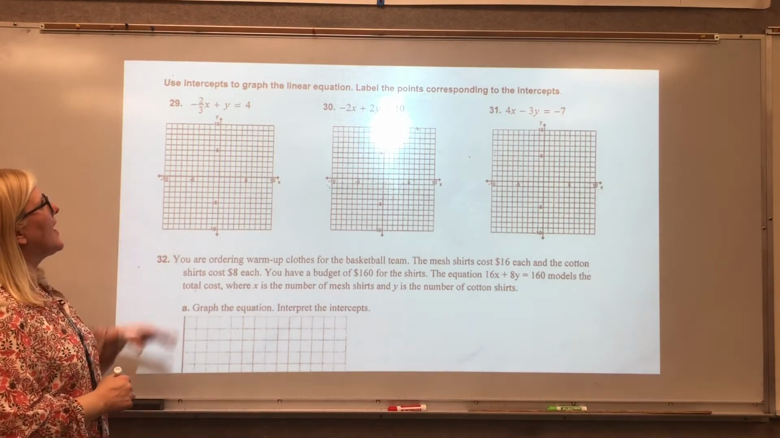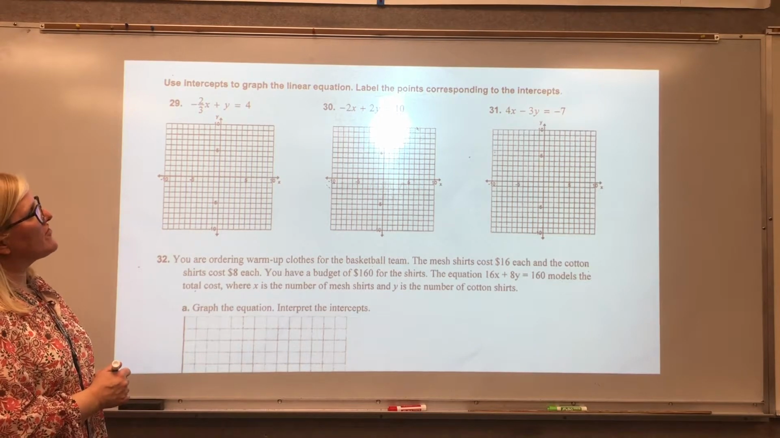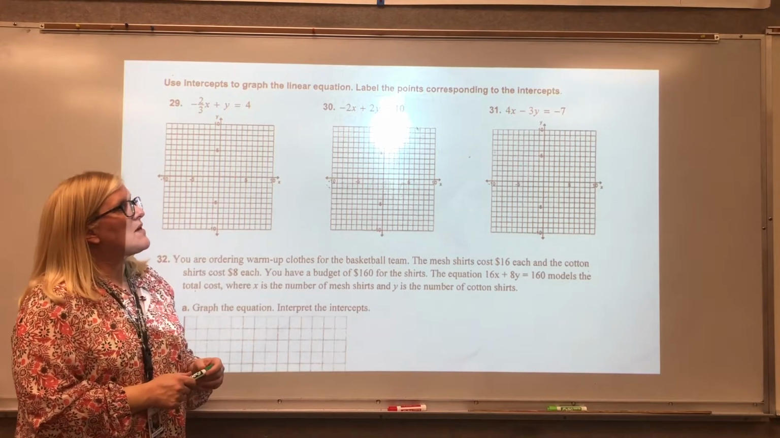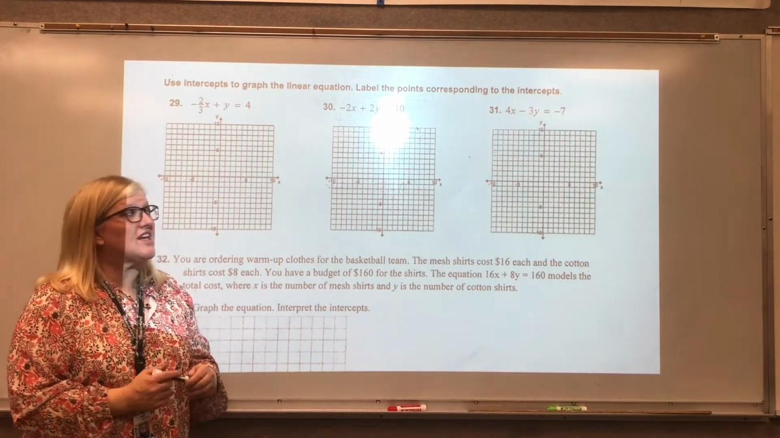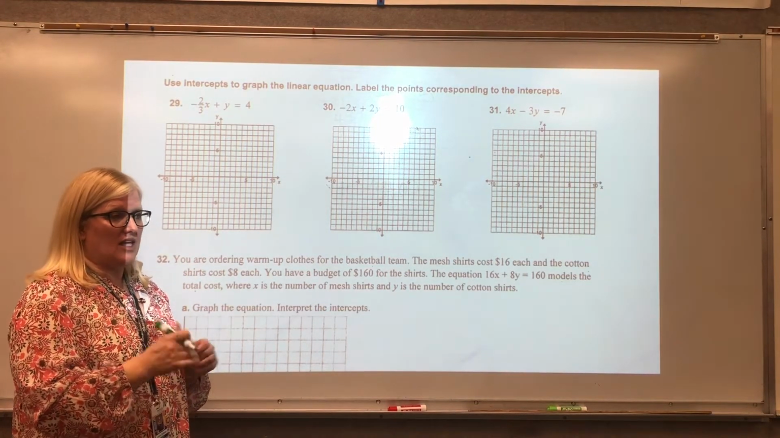Number 29, almost said 39. Number 29, use intercepts to graph the linear equation and label the points corresponding to the intercepts. I forgot to do that on the key that I put in.